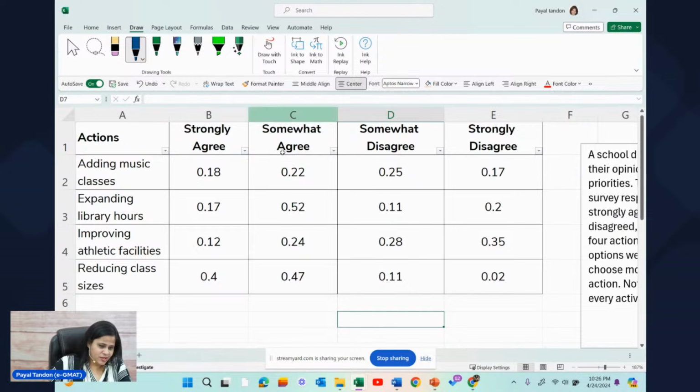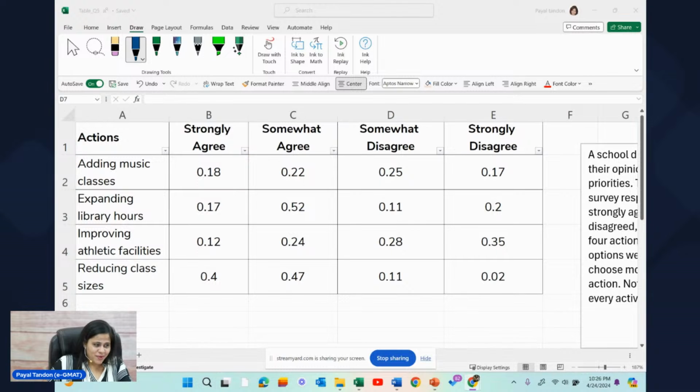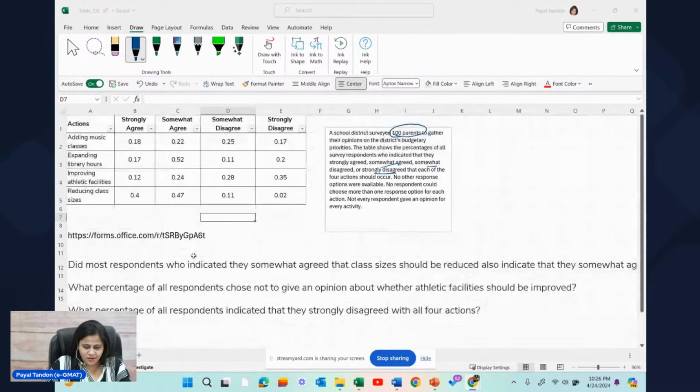Now Vibhor has a question: will I get any point if one is incorrect out of 3? Absolutely not. You get complete credit for the question only if you answer all the 3 statements correctly. Okay, so good question. All right, so now with this understanding, let's look at our statements.